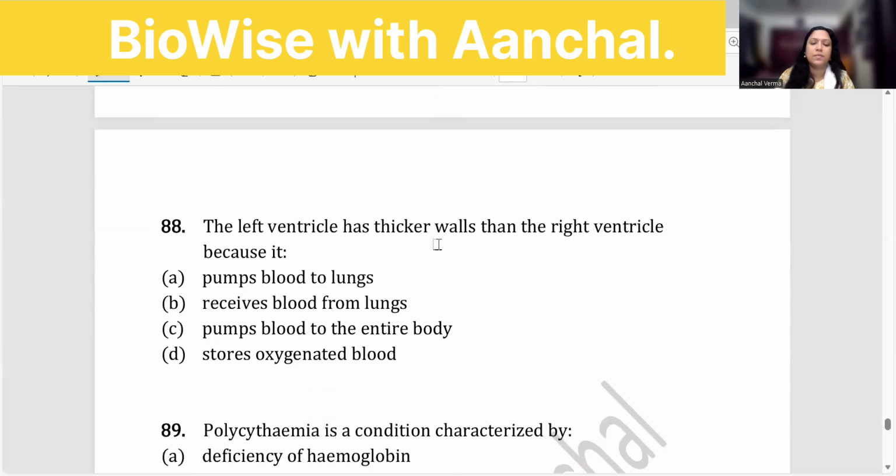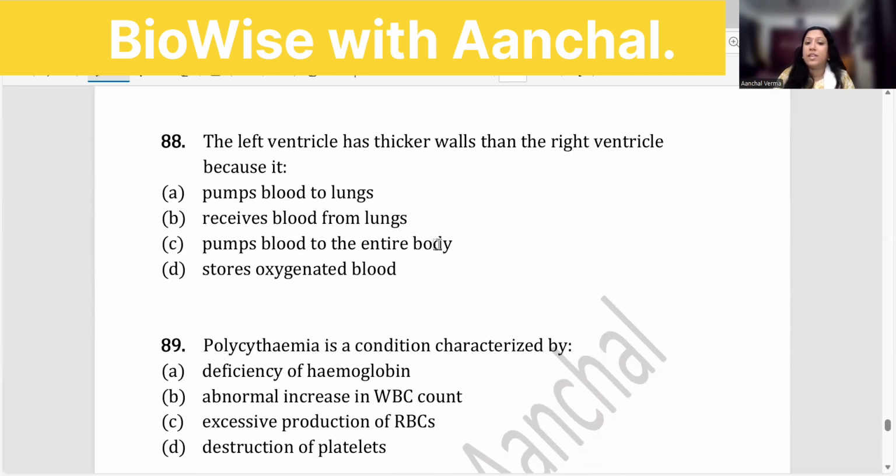Moving to the next. The left ventricle has thicker walls than the right ventricle because it has to pump the blood to the entire body. And if you compare, ventricular walls are thicker than the atrial walls.